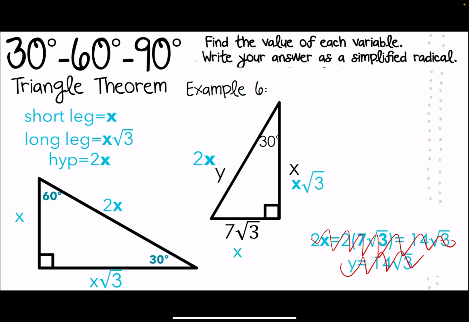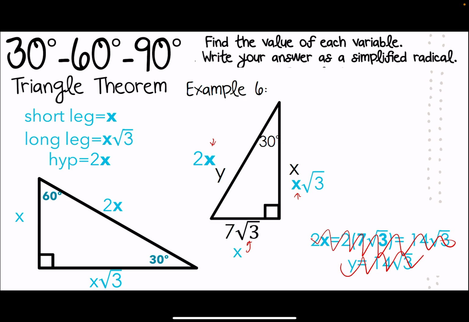All right, so first things first, label your triangle. The only thing that we've been given is this. So x is equal to 7 square roots of 3. That means we can easily find out our y and our x.